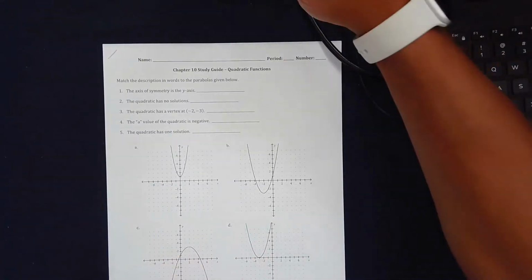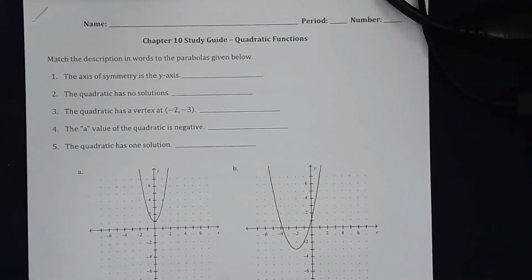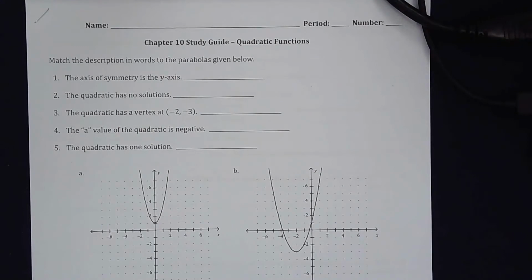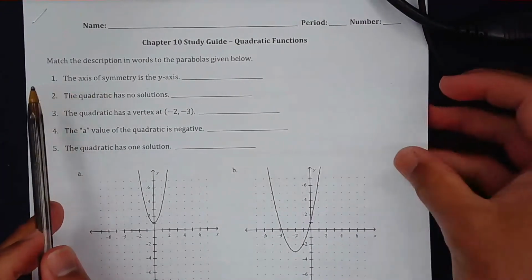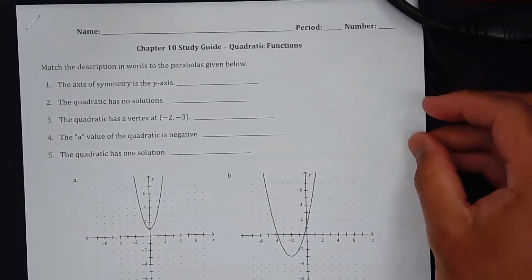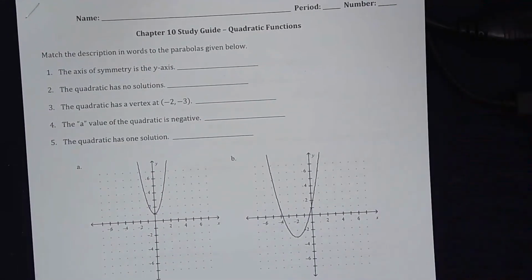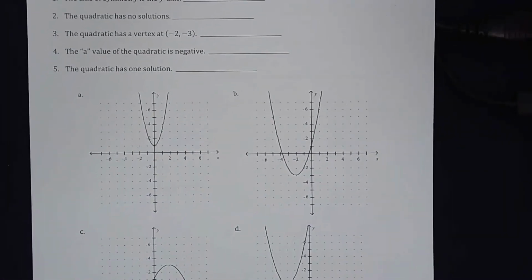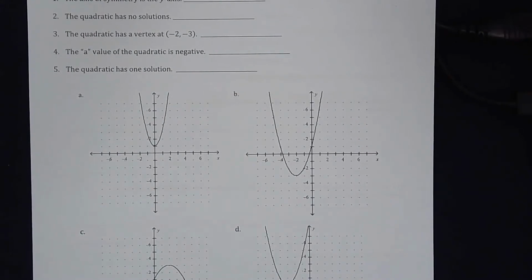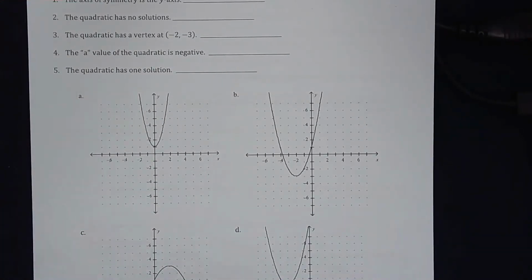All right, guys, chapter 10 study guide. Here we go. Question number 1, axis of symmetry is the y-axis. So basically, remember the axis of symmetry is the line that splits our parabola into half. So this question is asking us to find the graph where the axis of symmetry is the y-axis. So we're looking for the y-axis splitting it in half. And as you guys can see, that would be graph A.